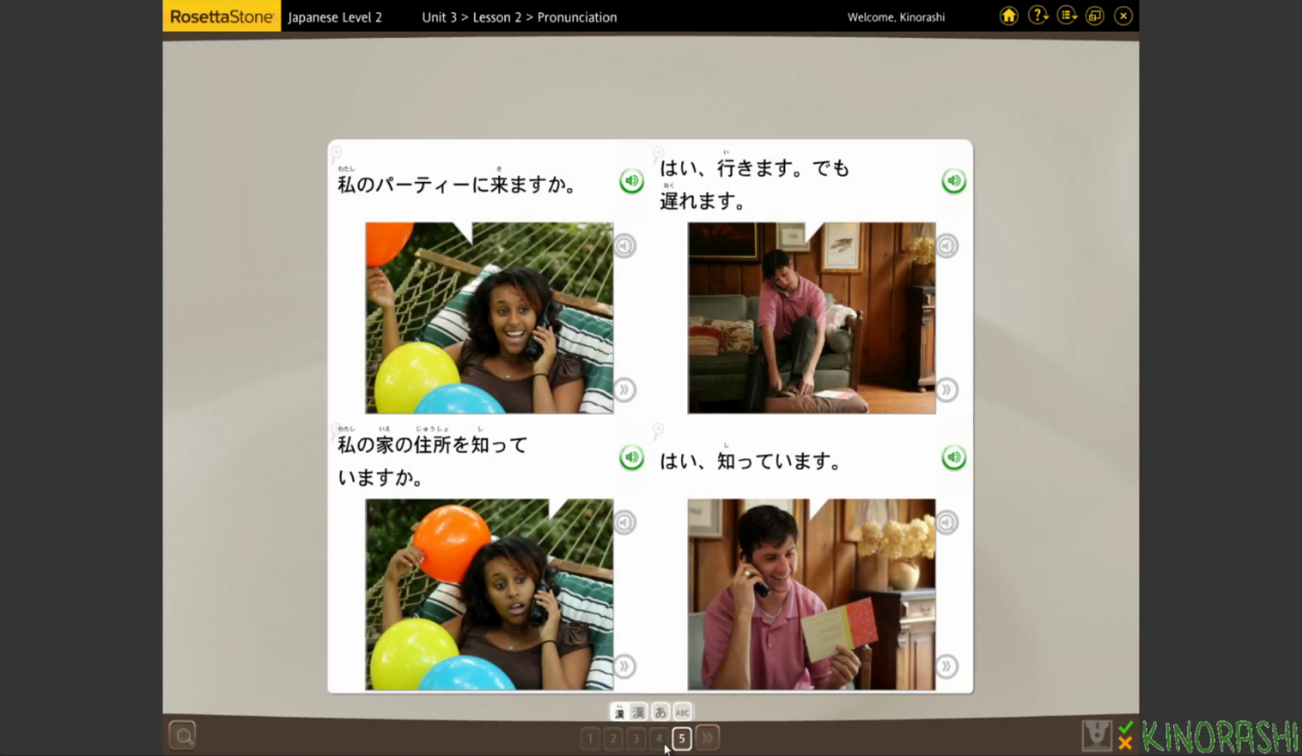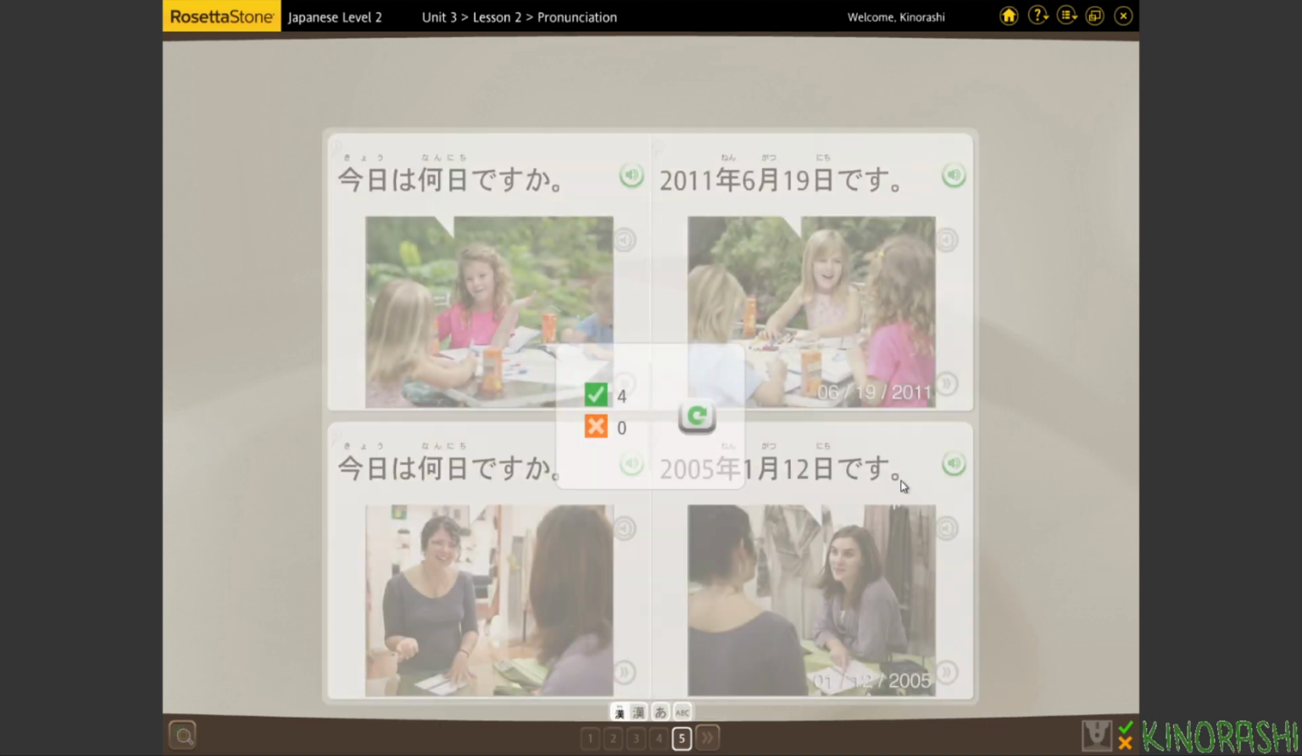I want to point out, notice their year, month, day, as opposed to English which is month, day, year.